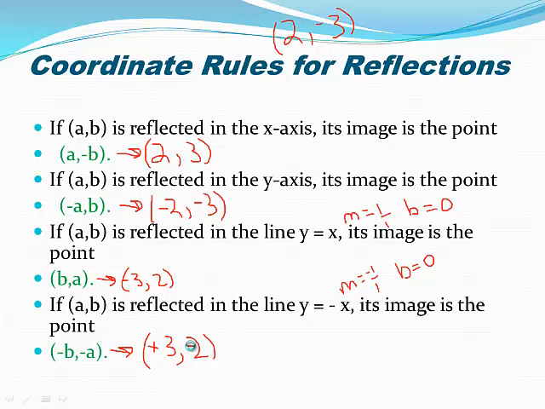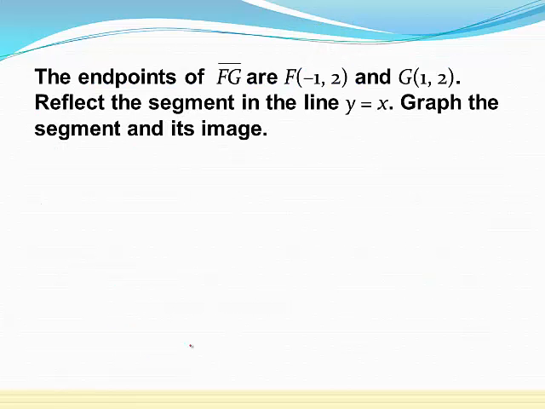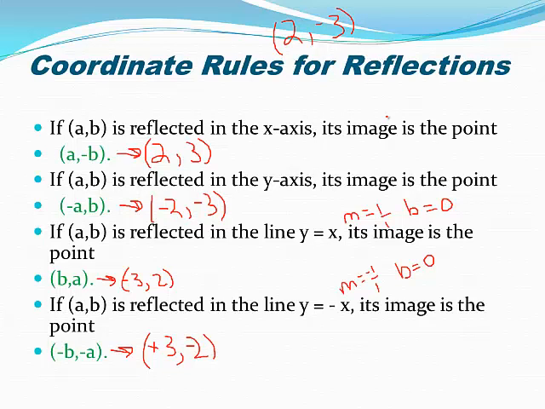Okay, so let's get some application with this. If I have the endpoints of FG, and F is negative 1, 2, and G is 1, 2, reflect the segment in the line y equals x and graph the segment and its image. So all I do is I see, okay, I've got the line y equals x. So what do I do with the points? Go back to the rule, y equals x.